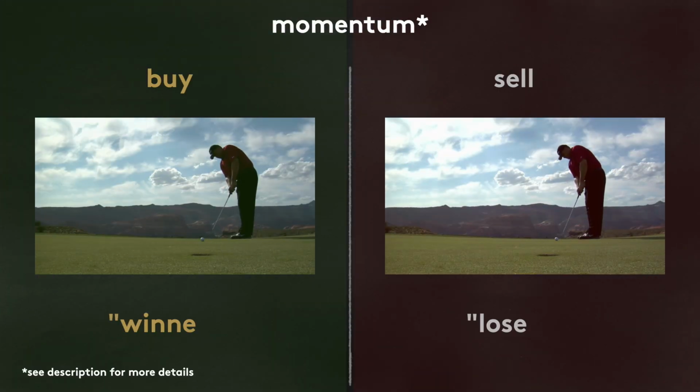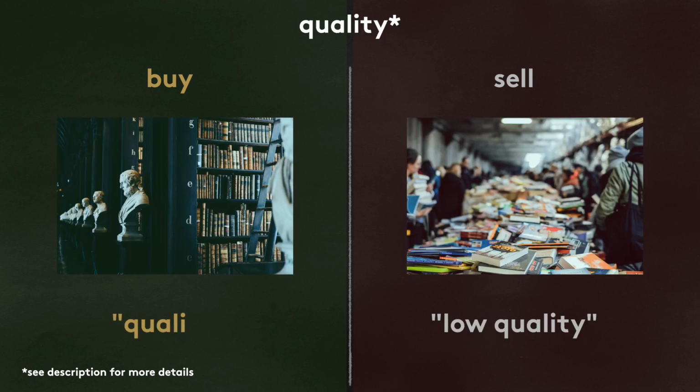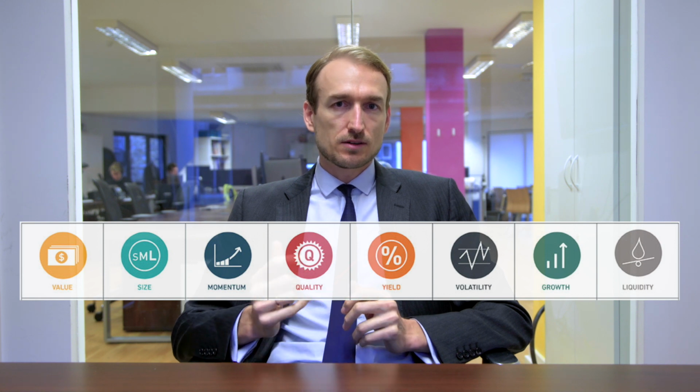The other factors that are quite well known aside from value are momentum, which is buying winners, shorting losers, the size factor, which is buying small caps, and quality and low volatility. It is worth mentioning there are many more factors. The other two factors that are worth highlighting are dividend yield and growth.